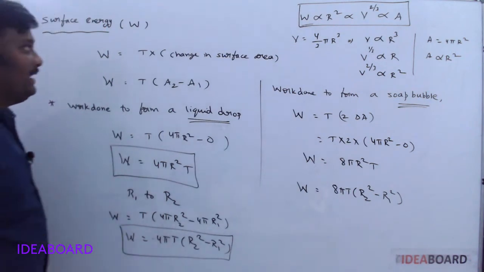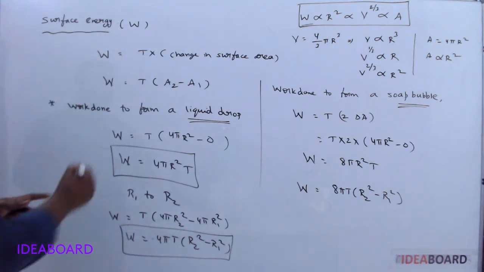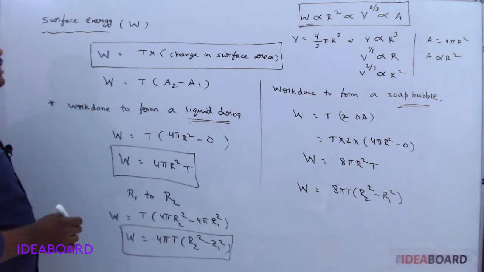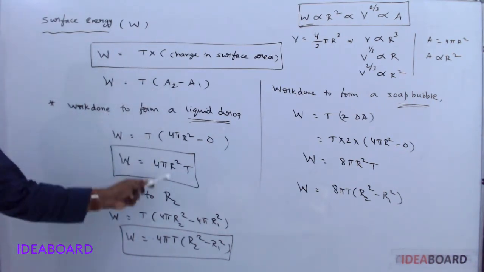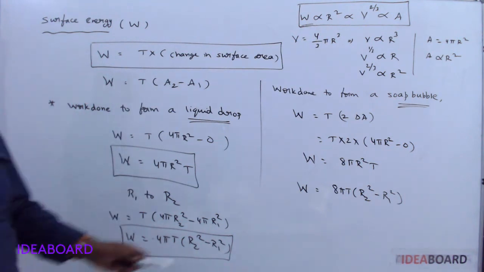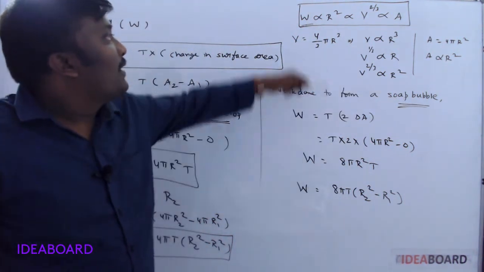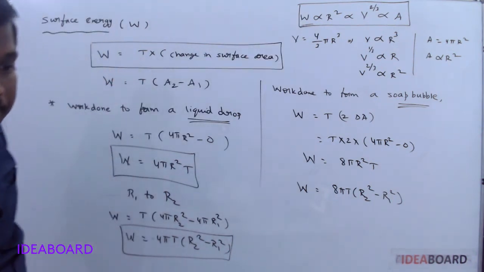Okay, this is about the surface energy. Surface energy is nothing but work done. The general formula for the surface energy is surface tension into change in surface area. For a liquid drop, it is 4 pi r square T, and for a soap bubble, 8 pi r square T. In terms of volume, keep this formula.